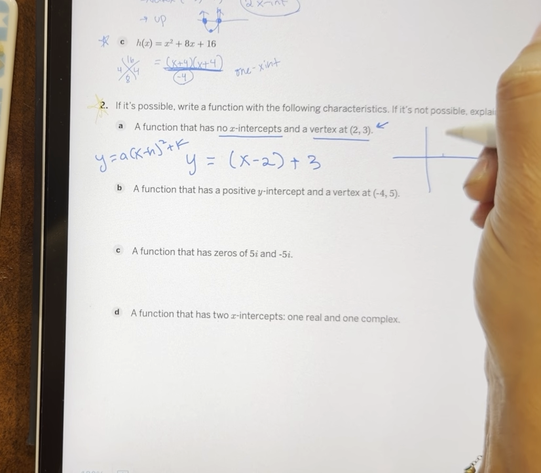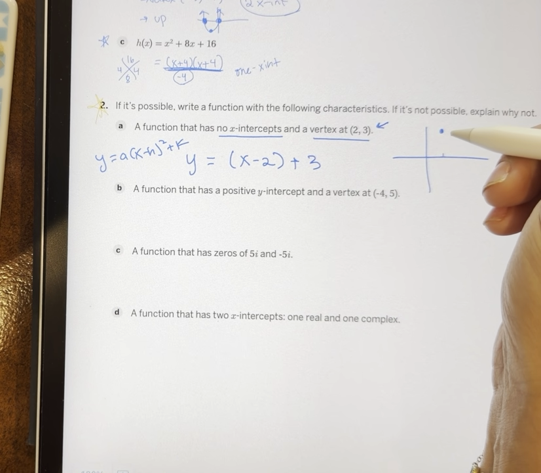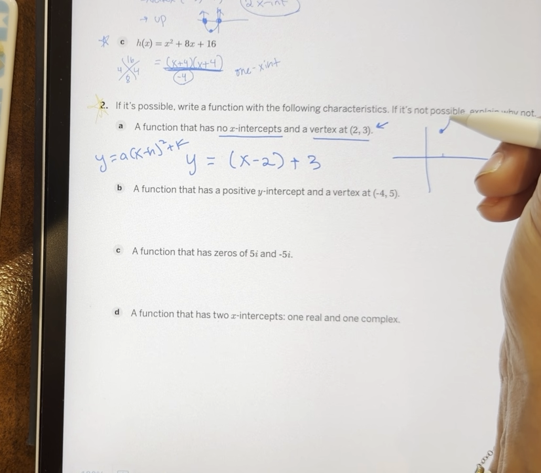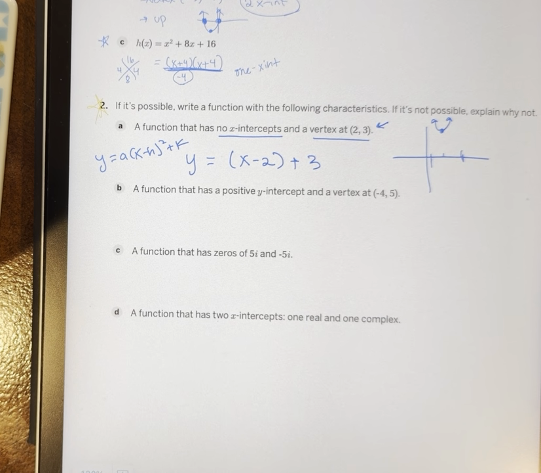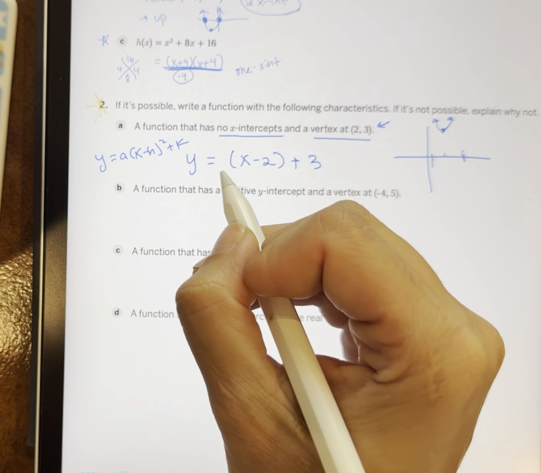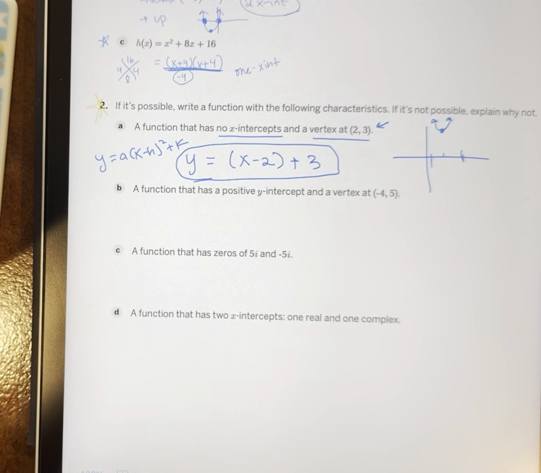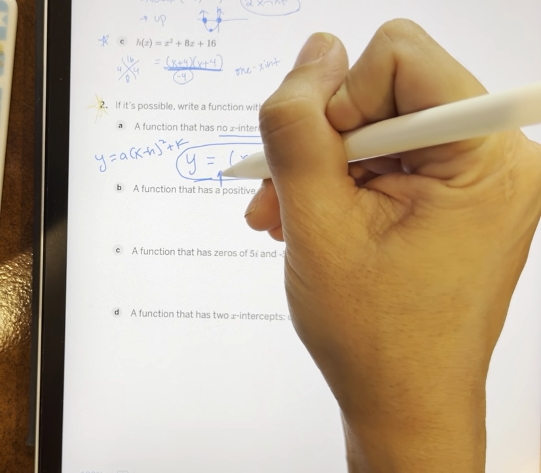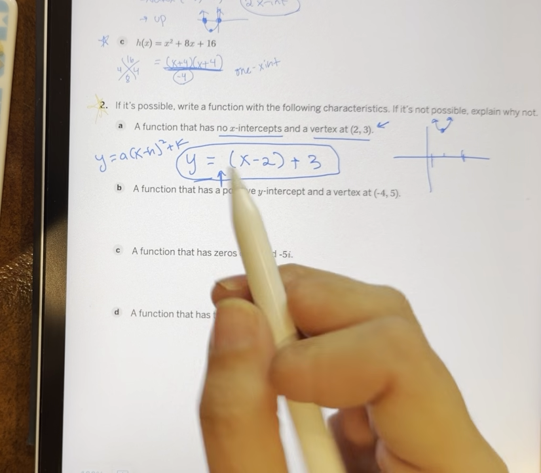If the vertex is at (2, 3), it's right up there. The only way I would have no x-intercepts is if it opened upward. If it opened down, it would end up crossing the x-axis eventually. So I need a to not be negative. So this is fine. If you want to be weird, throw whatever number you want there as long as it's positive. You could put pi, you could put 2.7, or you could just leave it alone because it's positive right now. Okay, let's move on.